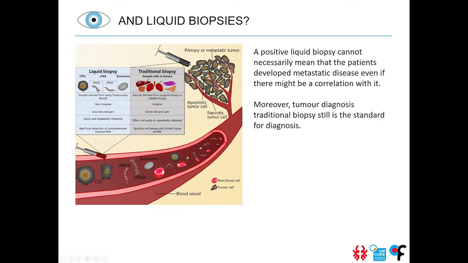A positive liquid biopsy cannot necessarily mean that the patient developed metastatic disease. That's also a very important thing. For example, if you are diagnosed with a uveal melanoma and you do a liquid biopsy, it can eventually tell you that you might have some circulating tumor cells and might benefit in the future from an adjuvant treatment after surgery or after radiotherapy. But it does not necessarily mean that you have metastatic disease. It can be correlated with the probability of having it, but we don't know.